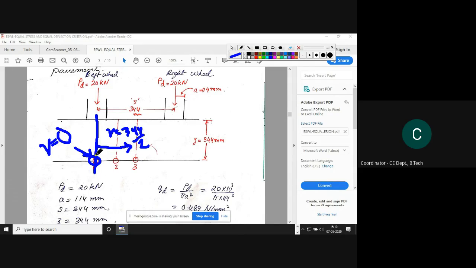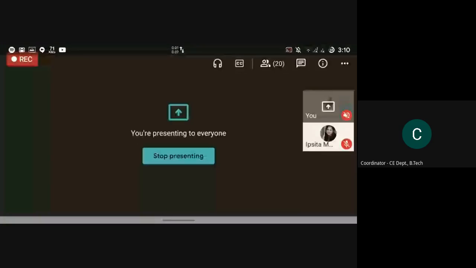Because it lies just below the left wheel, right? So from the left wheel, what is this distance then? What is the distance of point 1 from the left wheel? Perpendicular distance. That is 0 only. Now what is this third point's perpendicular distance from the left wheel? That is from the center axis of this left wheel. If this is 344, this will be 344 by 2 only. So this distance is 344 by 2, whereas point 2 will be how much distance away? This is the central axis.